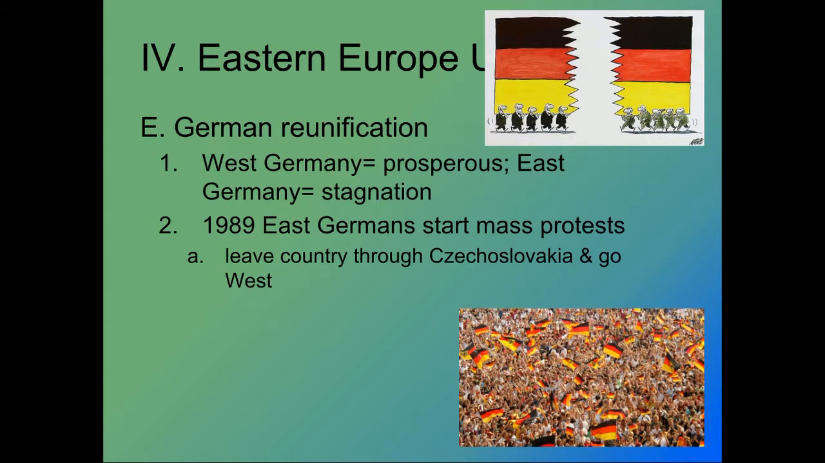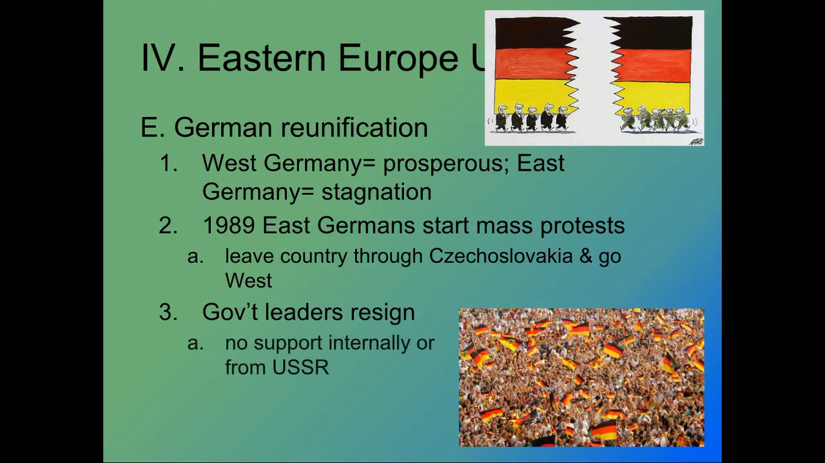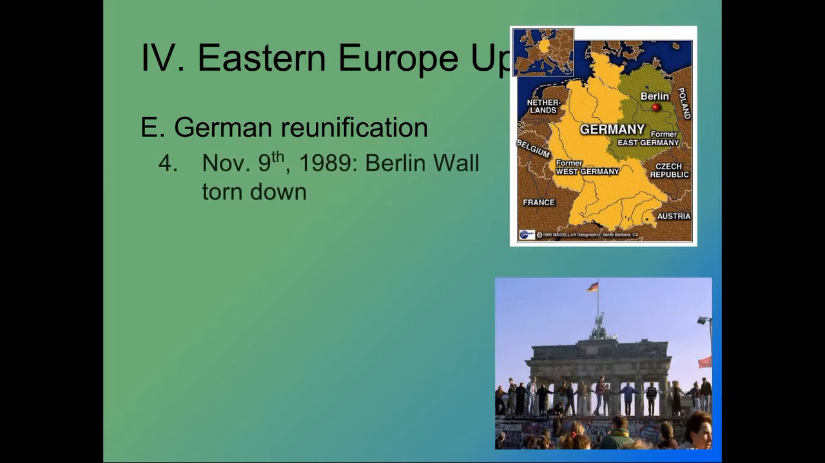So all these people start protesting. They start leaving the country. The government leaders, they basically give up and resign. Why? Just like we've seen before, they have no support. No one in East Germany is really on their side. And the Soviet Union is like, sorry, guys, you're on your own once again. And that brings us to November 9th, 1989, when the Berlin Wall, that hated symbol of division, is torn down.